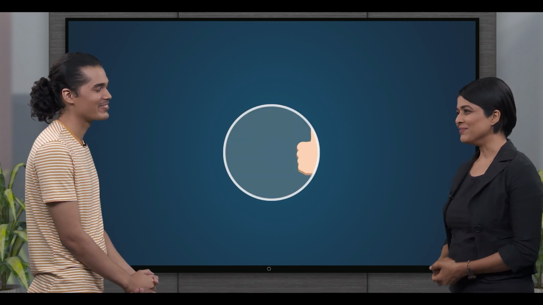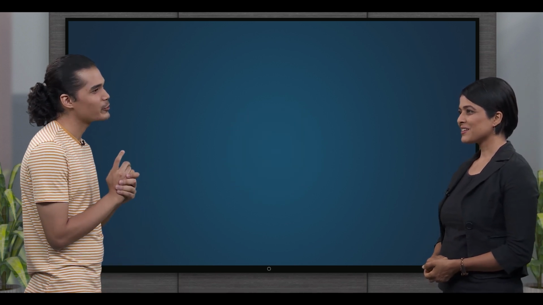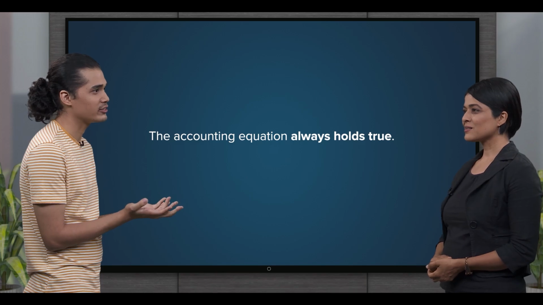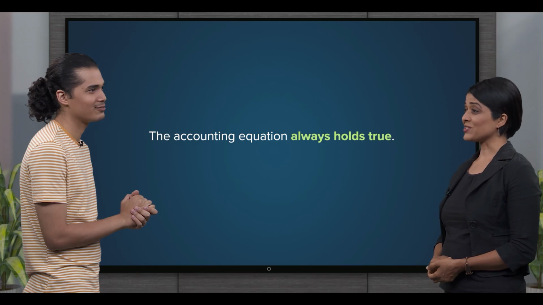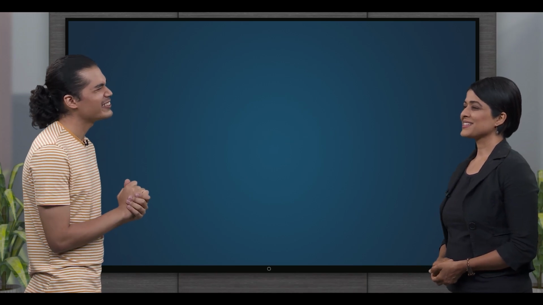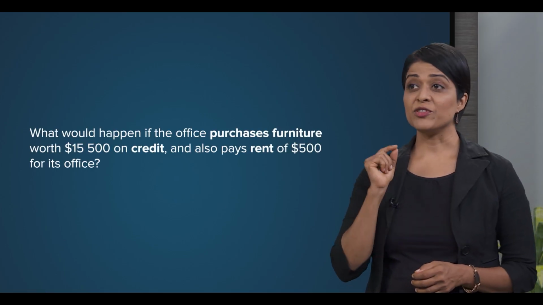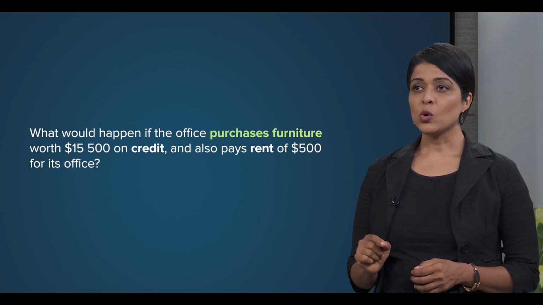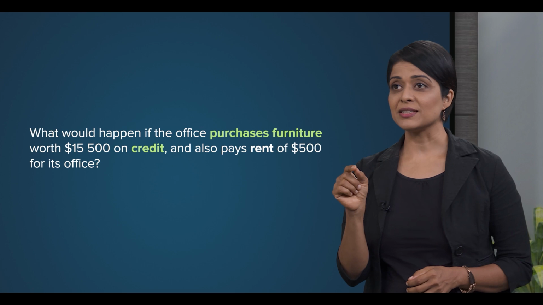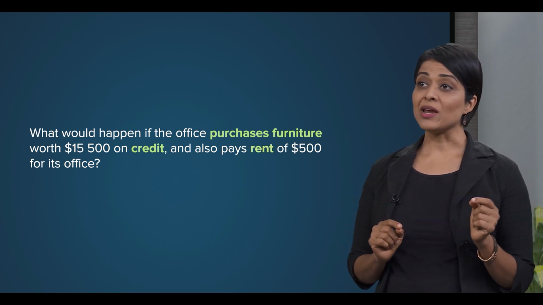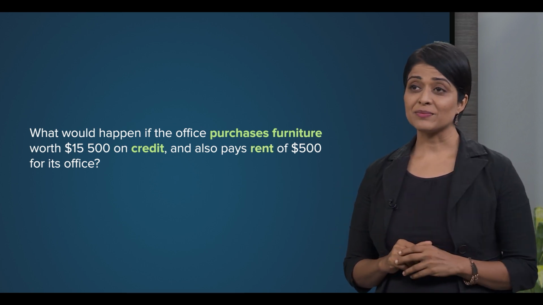Well, that was pretty impressive. Good job. Thanks. Also, I can see that the accounting equation always holds true, just as you said it would. Of course. Yeah. Let's do one more example. Sure. Let's continue with the previous example. What would happen if the business now purchases furniture worth $15,500 for its office on credit and also pays rent of $500 for its office?